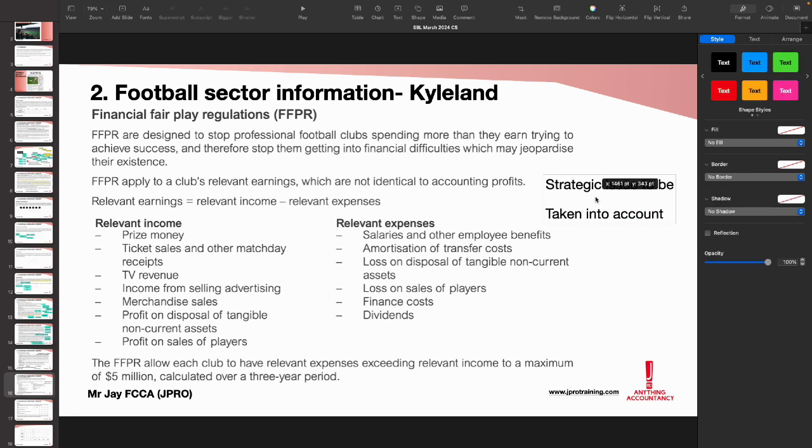Why is it a strategic issue to be taken into account? Because this is a 3-year rotating issue. So you must think what will happen in year 2, year 3 ahead. You can't just wait for it to happen. So you must plan for it.